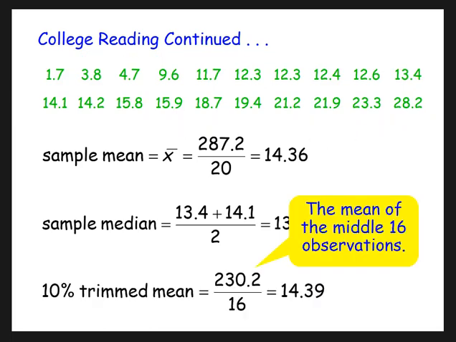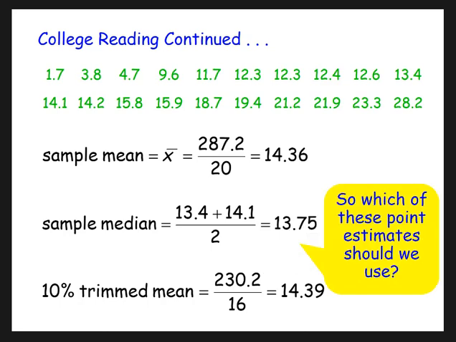The 10% trimmed mean, which is where we remove 10% of the data on each end. So that means we take away the two smallest and the two largest. 10% of 20 would be 2. We get a mean of 14.39, very close to the full sample mean, which means that those really aren't outliers. They're balancing numbers. The data is not skewed in any direction here.